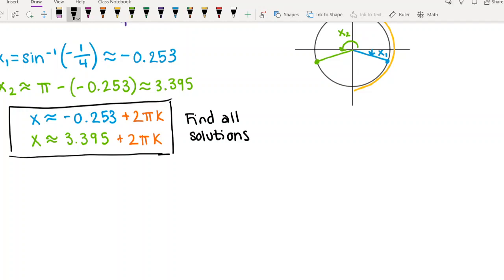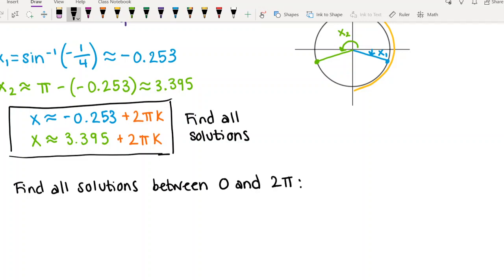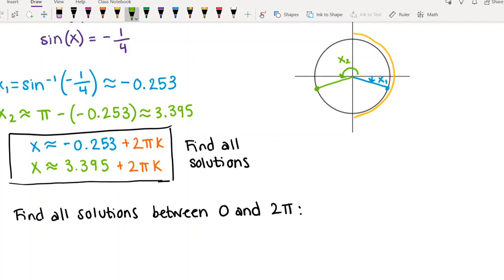So if you were asked instead to find all solutions between 0 and 2 pi, well, we have one, right? The one that we found in green, that one is between 0 and 2 pi. So we can definitely say as a solution, approximately 3.395 radians. That works. And you can always do a quick check for yourself, right? 2 pi would be about 6.28, so this number is definitely less than 2 pi. So we're good.